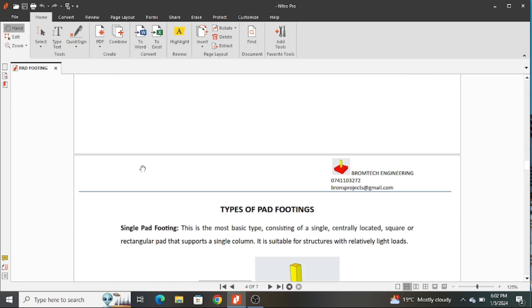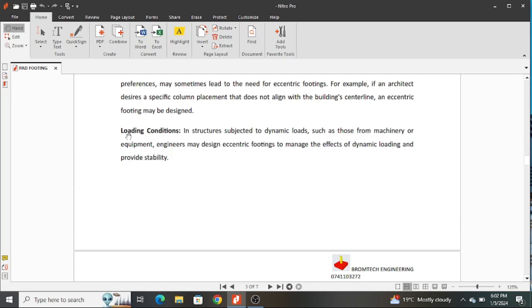Lastly, we have loading conditions governing the placement of eccentrically loaded footings. Sometimes, for example, when you're subjecting a structure to dynamic loads, e.g., when you have machines in a workshop or a factory, you might be forced to place a column at the edge of a footing. Therefore, these can easily manage the dynamic loading and provide stability to your structure. Therefore, this is also good to take into consideration.